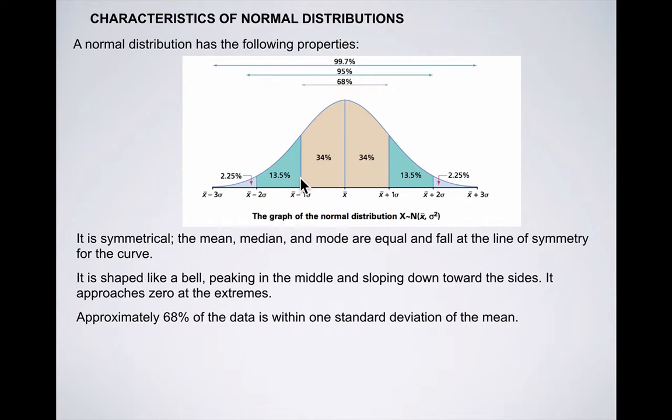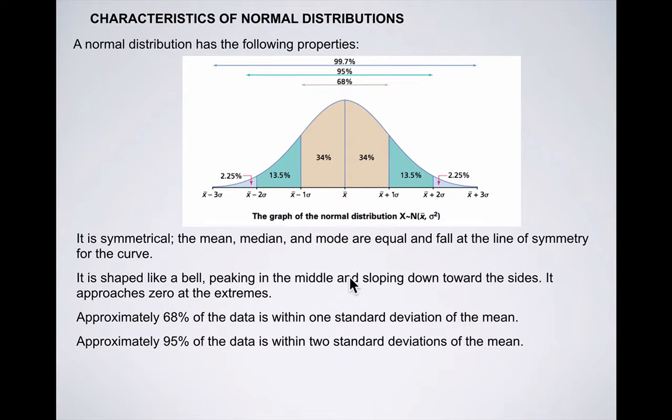68% of the data is located within one standard deviation. So that means that 34% of the population falls between the mean and one standard deviation below the mean, and 34% lies between the mean and one standard deviation above the mean.